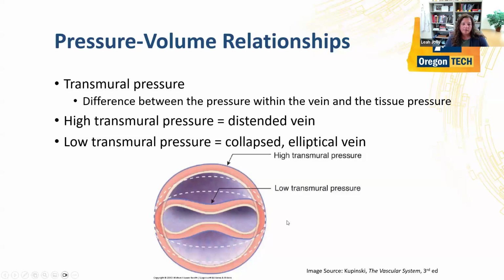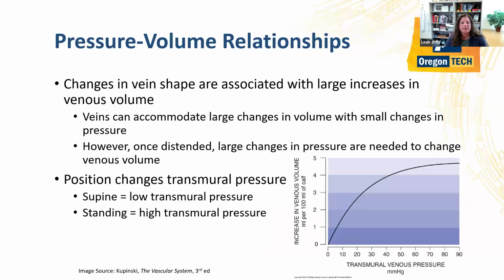Also, one of the things that affects the veins is transmural pressure. So this is the difference between the pressure inside the vein and the tissue pushing on the outside of the vein. If a vein has high transmural pressure, it is very rounded and more distended. A vein with low transmural pressure might be more dumbbell or teardrop shaped, and it looks more collapsed. So that means it has low pressure, and we can compress it very easily. So we need to be careful on that when we're examining them.